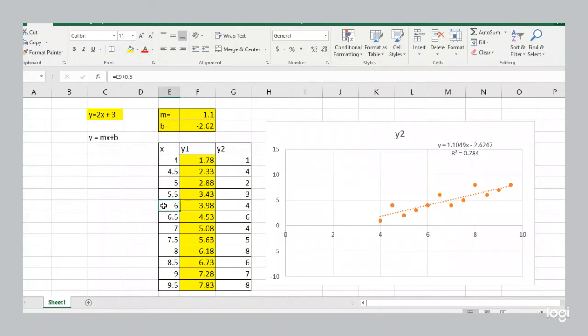Let's say people are typically getting 6 hours of sleep in some subset of the population. Well, you can expect they'll get about 3.98, or round to 4, out of 10 on this test, right? Let's say someone is getting 8 hours of sleep. Well, then you can predict that they would get approximately 6.18, so approximately 6 out of 10 on this test.